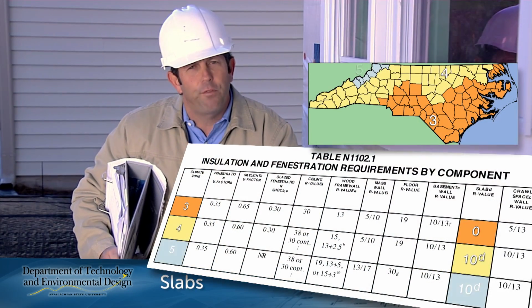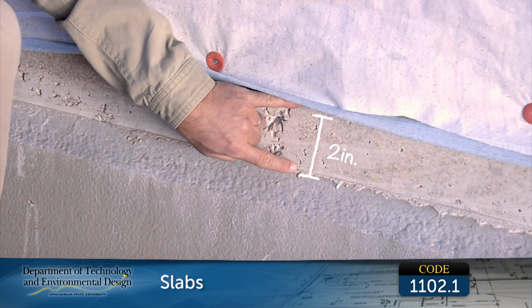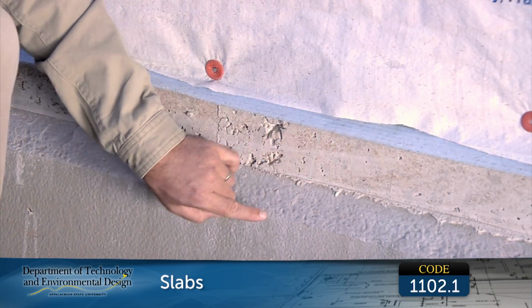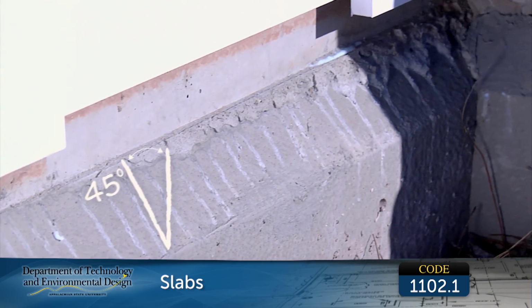Slab on grade construction must conform to Table 1102.1 of the North Carolina Building Code. That means that slab on grade construction must meet the R value requirement as set forth in Table 1102.1 here. The builder must leave a 2-inch termite gap like this for inspections, and the top edge may be cut at a 45-degree angle away from the exterior wall.